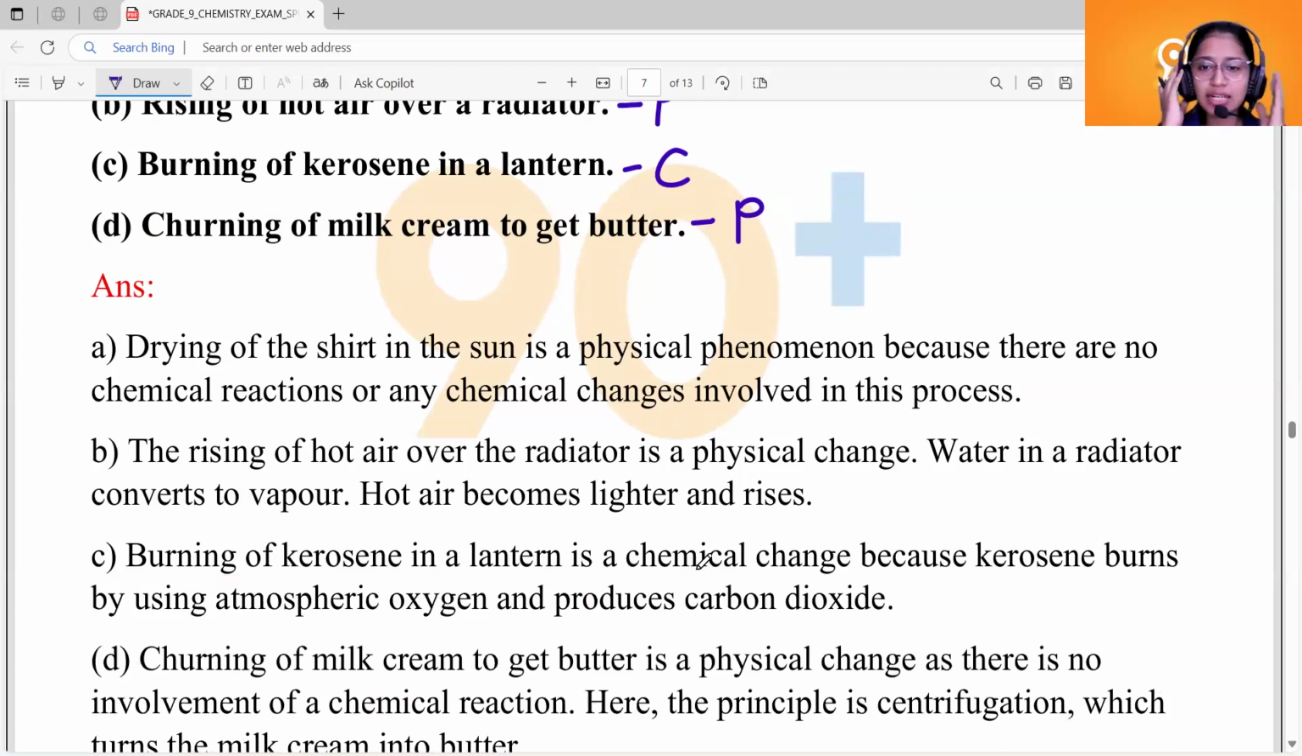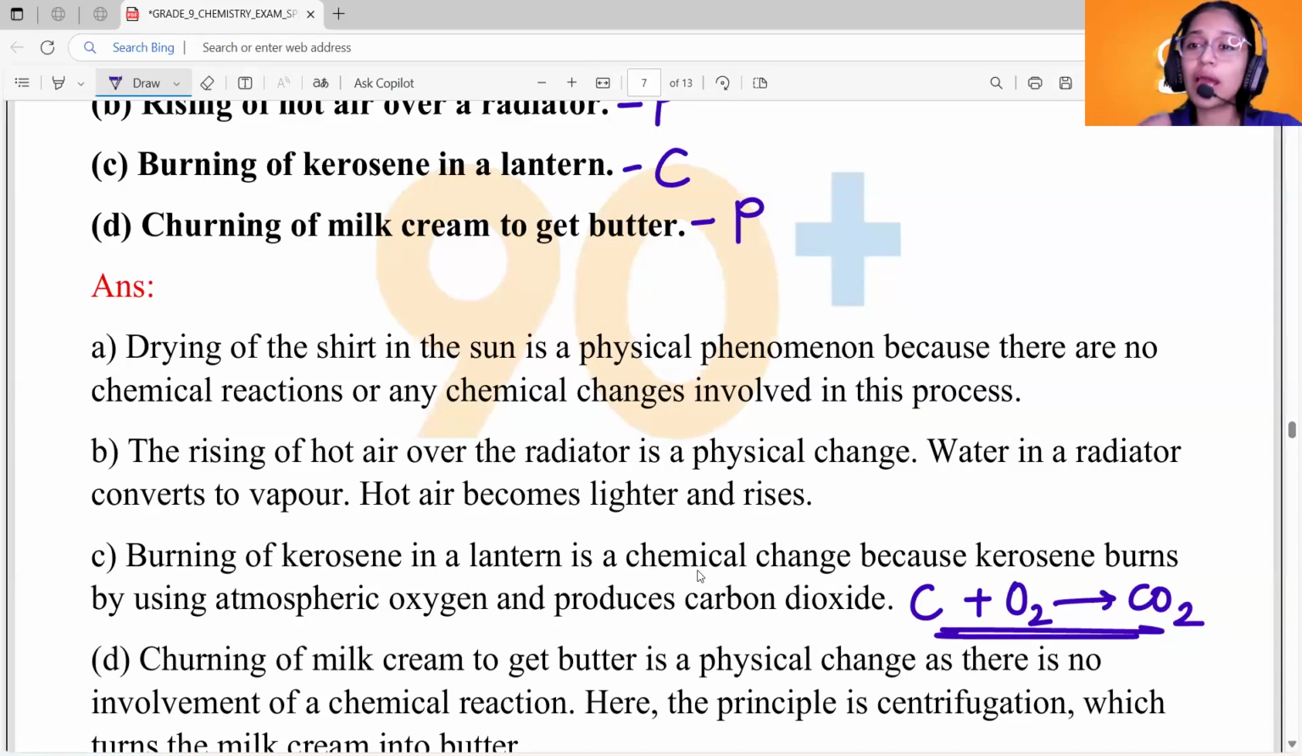Burning of kerosene in a lantern is a chemical change because kerosene burns by using atmospheric oxygen and produces carbon dioxide. We have studied the equation for combustion, right? Kerosene also contains carbon mainly. So carbon plus oxygen giving carbon dioxide. New substances are being formed while burning occurs, and burning always occurs in the presence of oxygen. So here again, this is a chemical change.